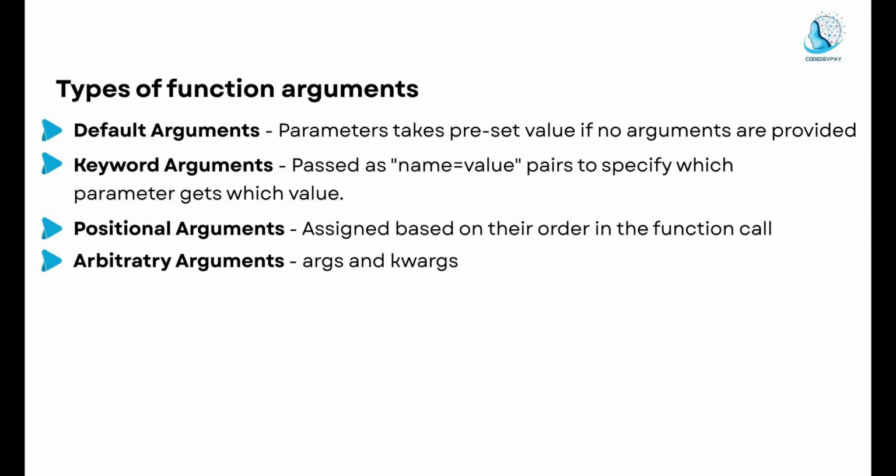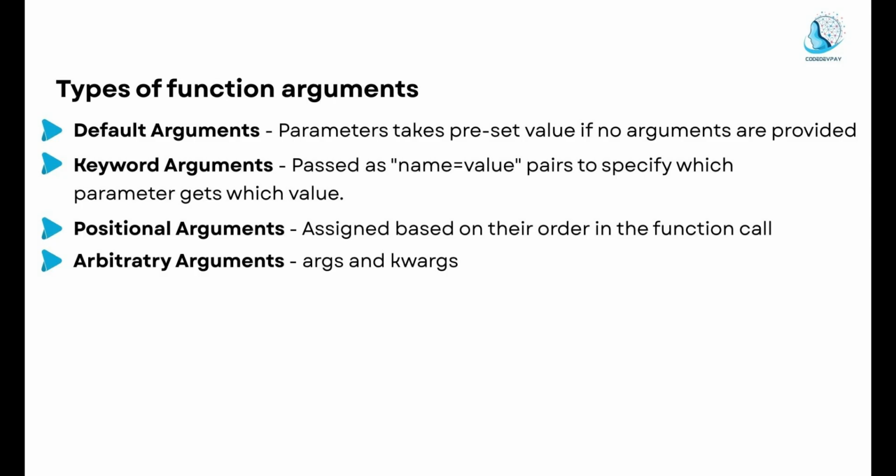So for positional arguments, whenever we are calling the functions, the arguments are assigned to the parameters by position. If you have 5 parameters and we have 5 arguments, the first argument will be passed to the first parameter, the second argument will be passed to the second parameter, and so on.